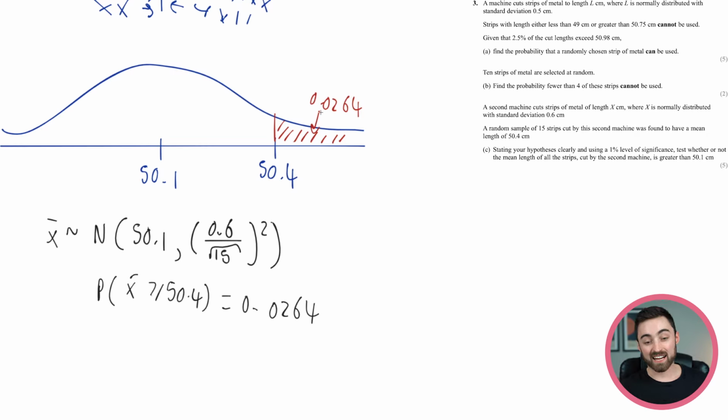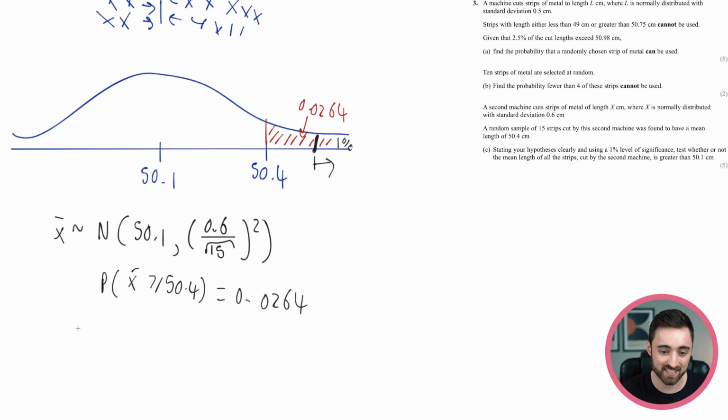It's not very likely, but it's not that unlikely, because my significance level is 1%, meaning my significance level is actually much further here. It's this here. So my critical region is everything over here. I'm not yet in the critical region. This isn't unlikely enough for me to think maybe the mean actually is greater than 50.1.